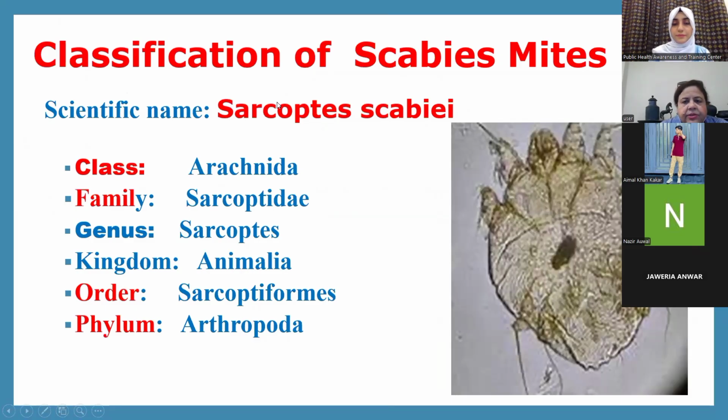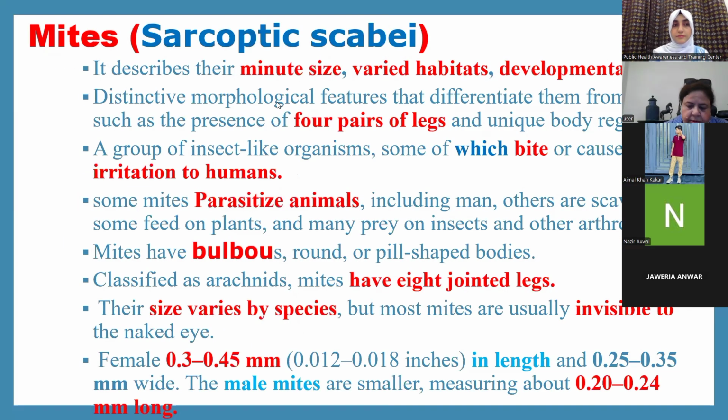This is the classification of scabies mites. The scientific name is Sarcoptes scabiei, which is a parasitic infestation. The parasitic mites belong to class Arachnida, family Sarcoptidae, genus Sarcoptes, and kingdom Animalia. The order is Sarcoptiformes and the phylum is Arthropoda. As you know, arthropods include eight-legged arachnids.